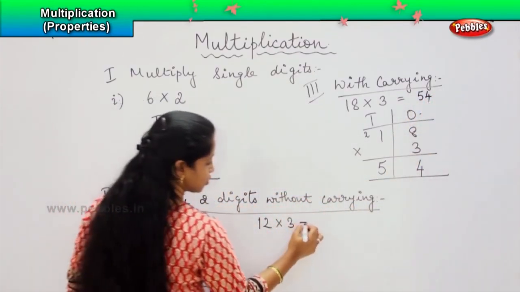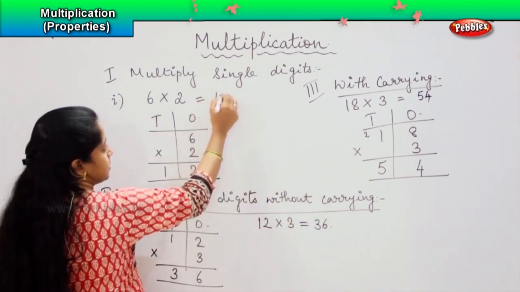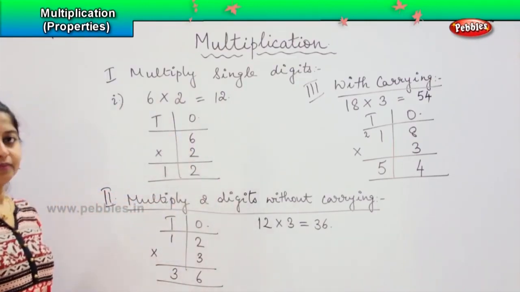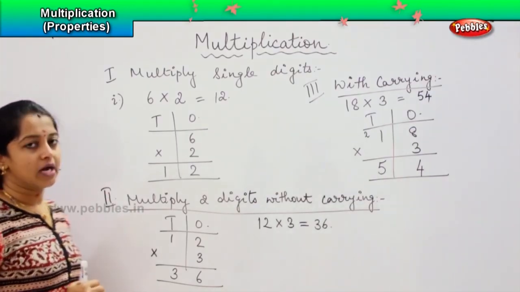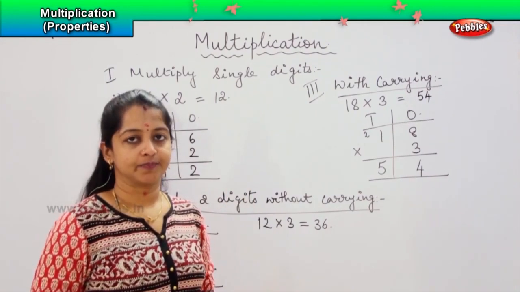This was 12 into 3 is 36 and 6 into 2 is 12. So are you clear, children? So these are the basic methods which we will be following in doing our sums, and we will see which category our question will fit in. Clear?